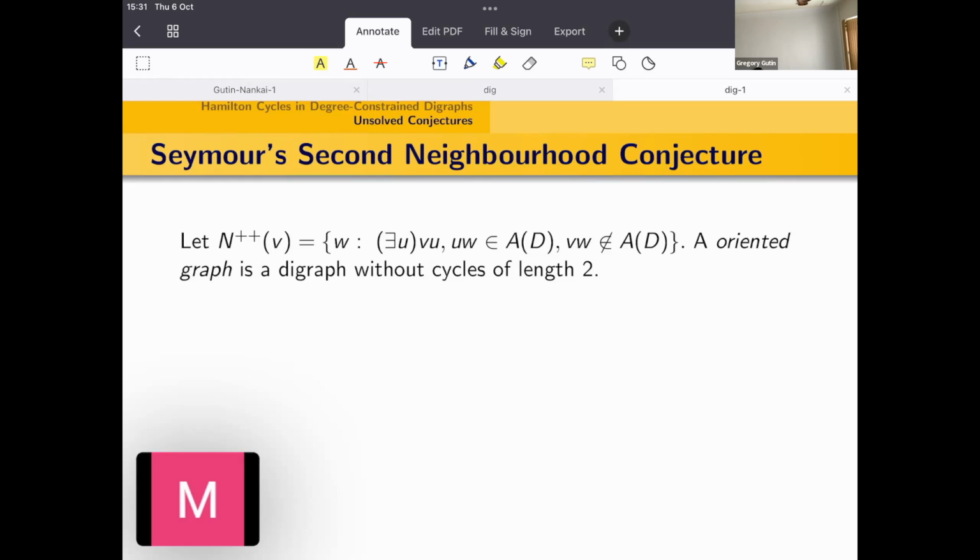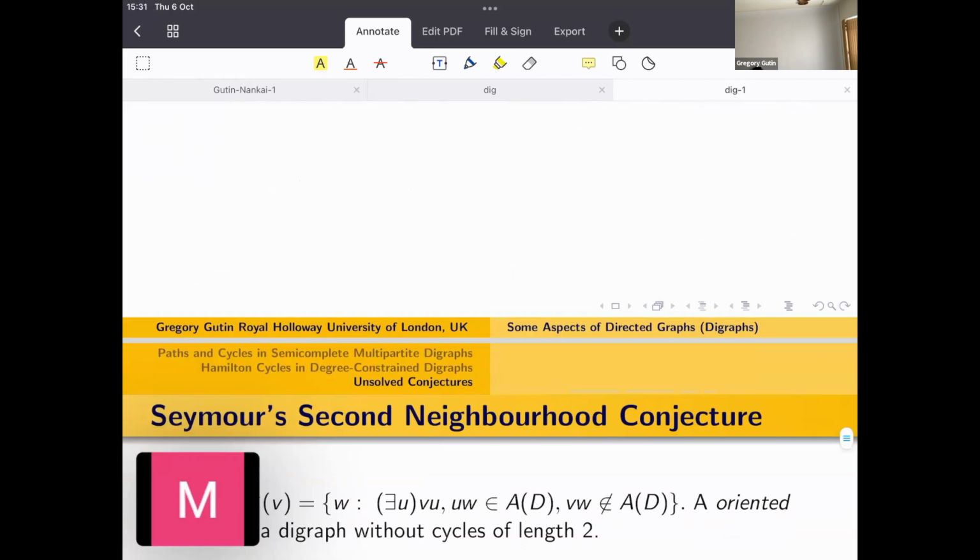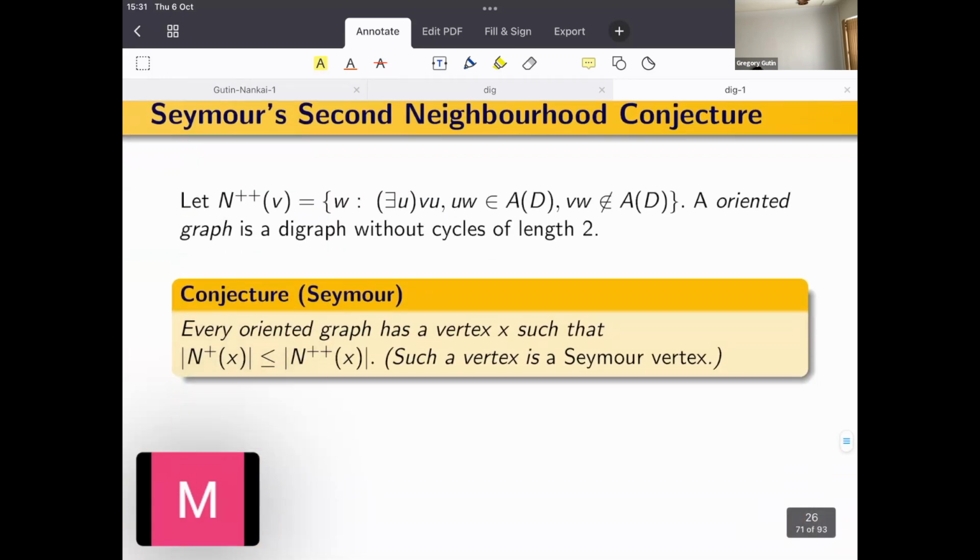And what is an oriented graph? It is a digraph without cycles of length two. So you don't have arcs in opposite directions. In other words.